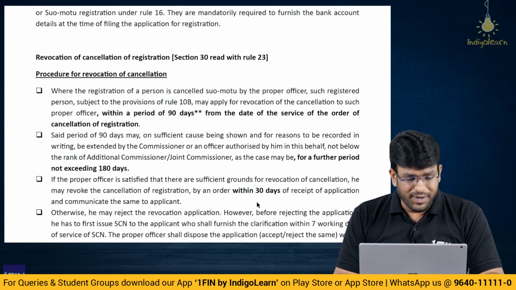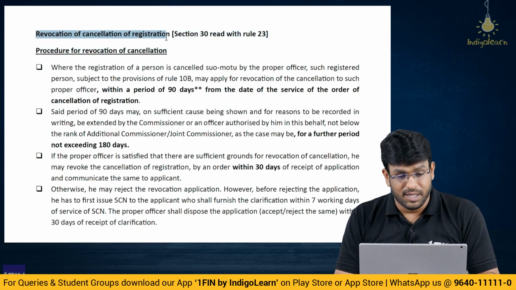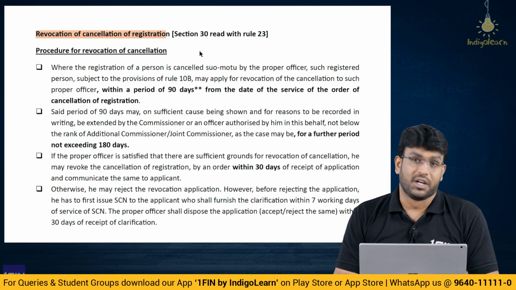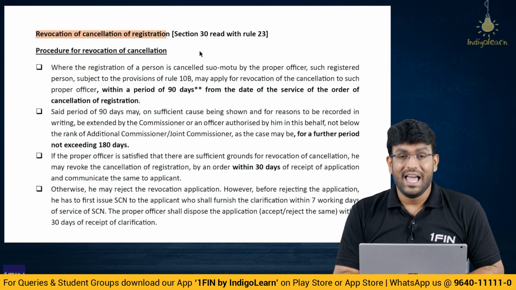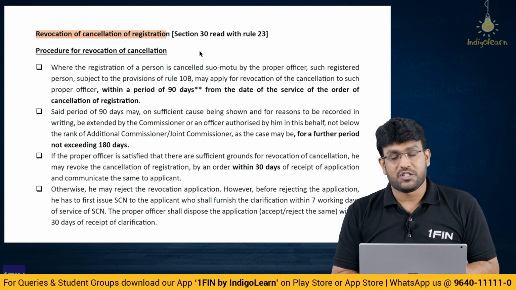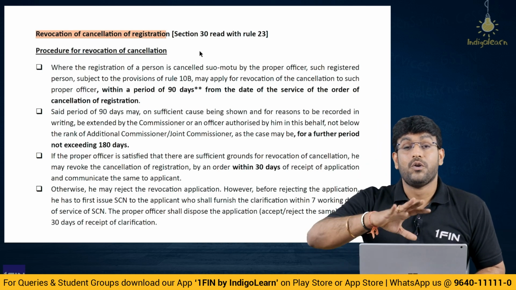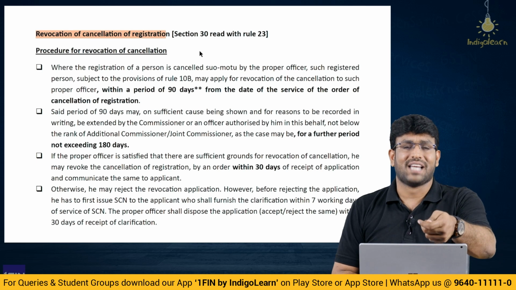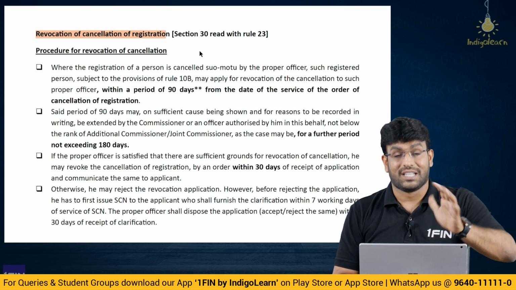Next, revocation of cancellation of registration. We know that any person whose registration is cancelled, my dear friends, by the government officer, by the department, can apply for revocation. And the time limit to apply for revocation is within 90 days. And this 90 days can be extended by the commissioner or any officer authorized by the commissioner, not below the rank of additional or joint commissioner, for a further period not exceeding 180 days. And once we apply, within 30 days, if he is satisfied, he will revoke. If he is not satisfied, he will give a notice seeking further clarification.